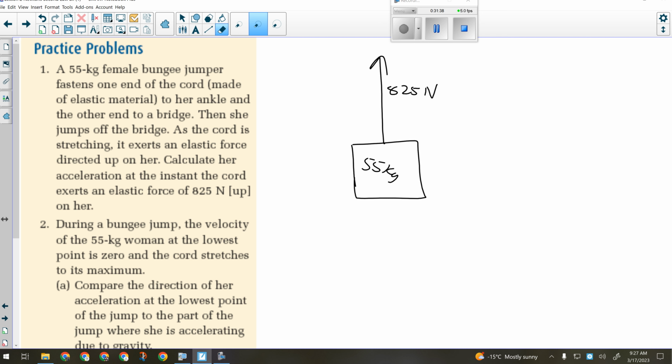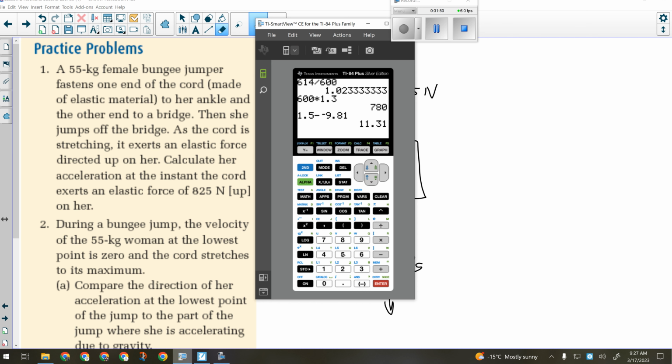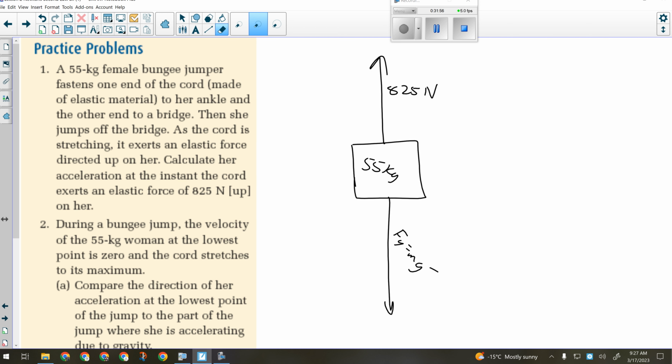Force due to gravity. Okay, can I calculate that right now? Yes, I can. I got m and g, right? We're assuming this is happening on Earth where g is 9.81 and they tell us her mass is 55 kilograms. So we can do that. So 55 times 9.81, and so that's 539.55.